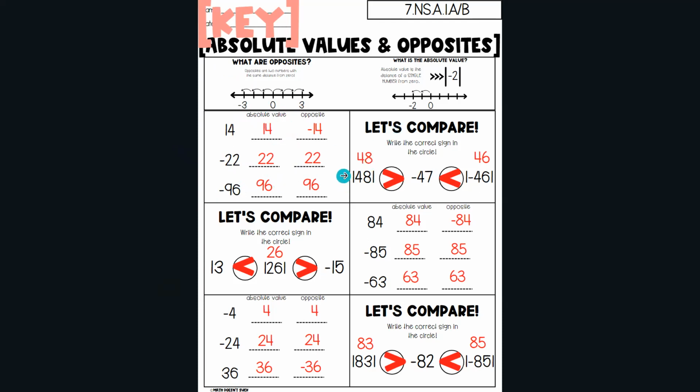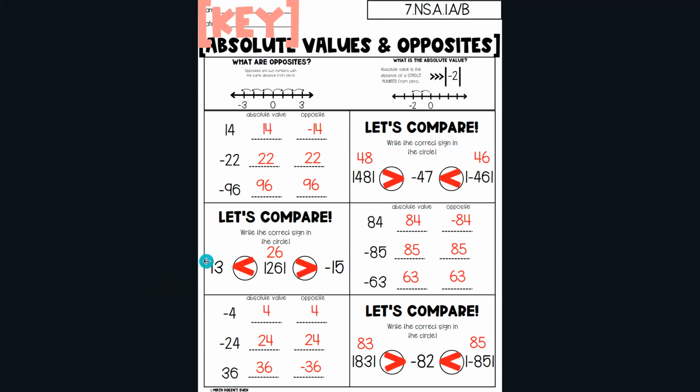When we're comparing and we have to do the absolute value, we're going to do that first to help our brain make a strong connection between what numbers we're actually comparing. The absolute value, the distance from 0 of 48 is 48 spaces. The absolute value of negative 46 is 46 spaces. So we would say that 48 is greater than negative 47 is less than 46.